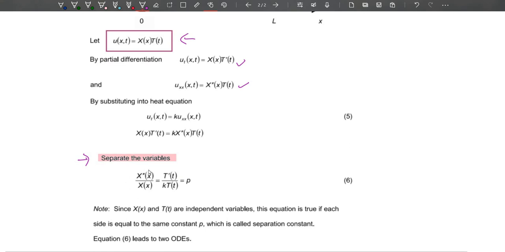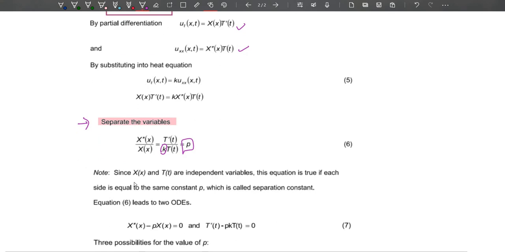So here it will be X''(x) over X(x) equal to T'(t) over k T(t). Okay, remember k should always be on the side of t. For X there should be no constant. The constant should be on the side of t. This is what we call the same as equal to p.